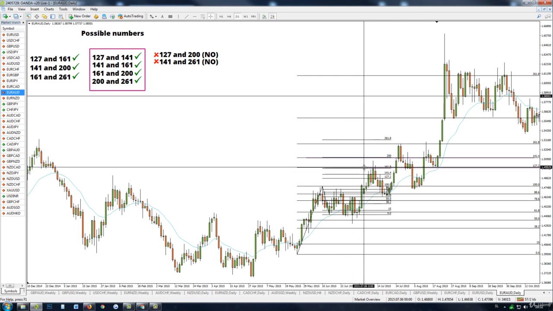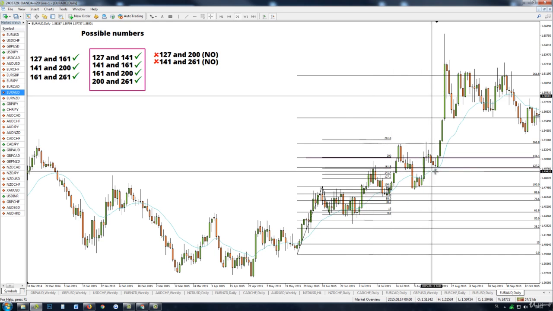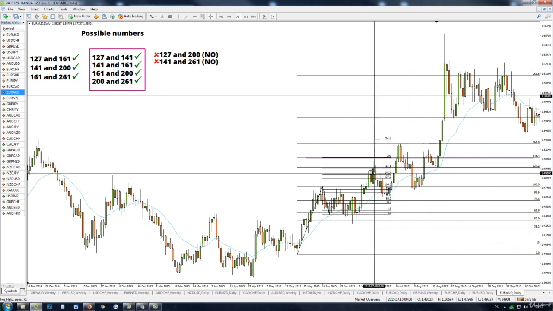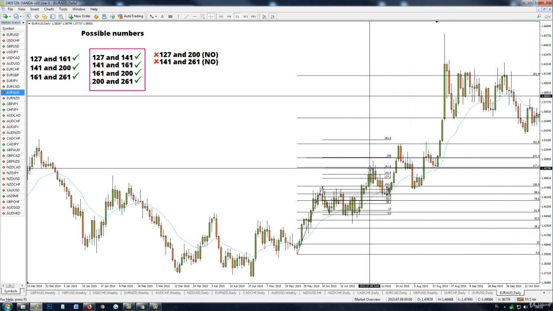But make sure that for the first combinations, you are not too greedy, please. For the first pairs, take like 30 pips. For the second one, because it's more overextended, you can go for like 50 pips or even 60.